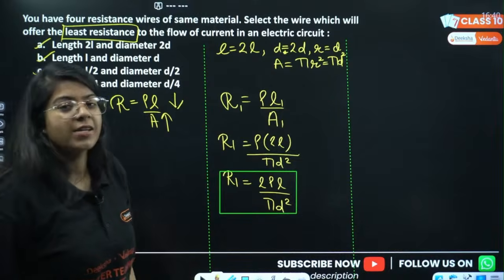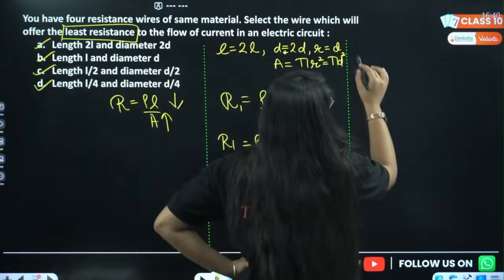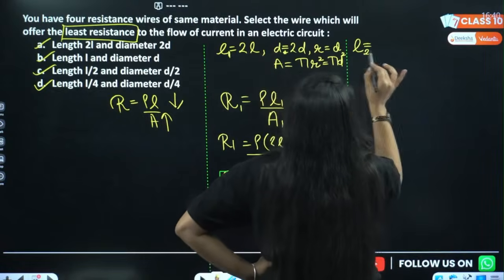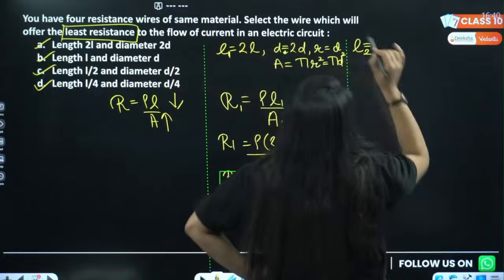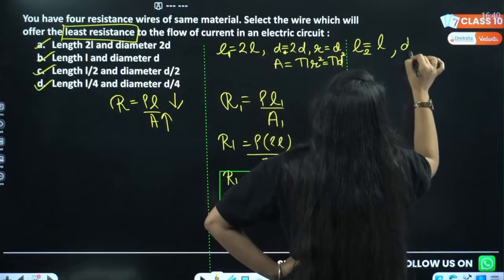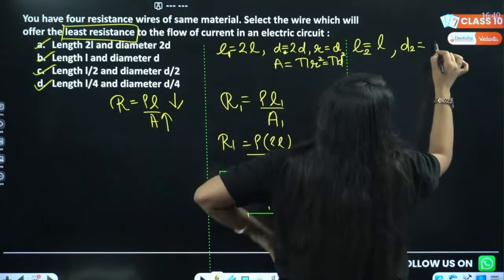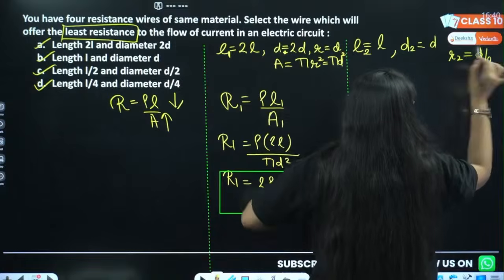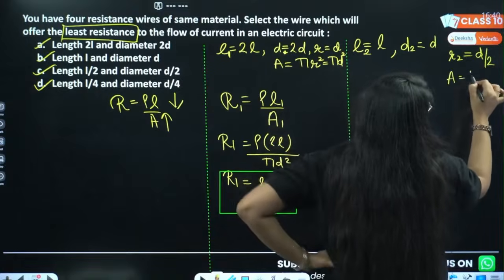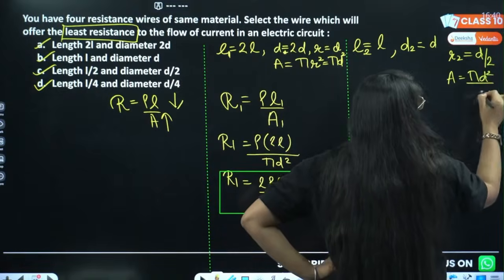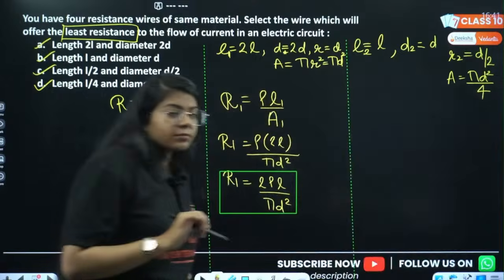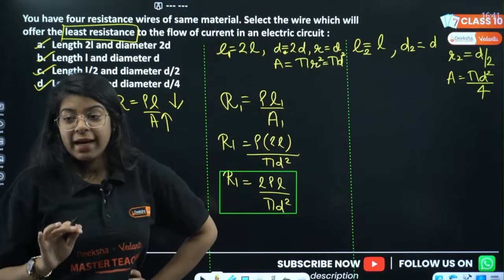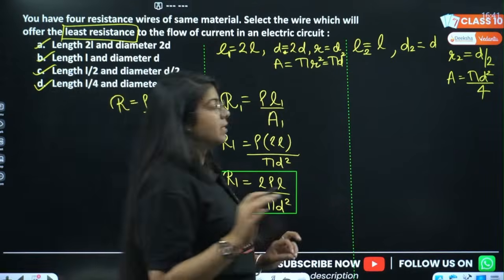Let me enjoy my chai as well. Chalo. Second is, now length is L2. L1 was 2L, L2 was what? L, correct? L2 is L. And D2. D2 is what? Simply D. If D2 is D, r2 will be D by 2. Correct? And area will be pi D square by 4 now. ठीक है? Be very careful while solving area. Okay? Yes, yes, everyone.